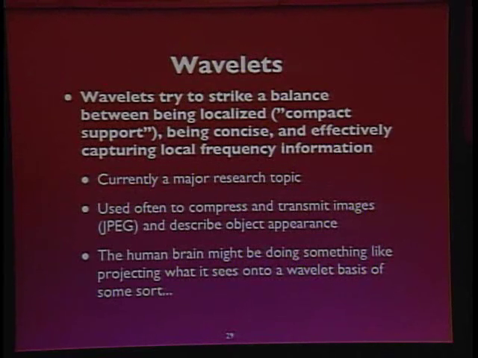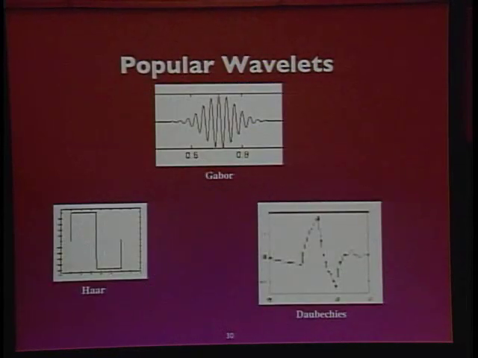And just for those of you who might be interested in neuroscience, it appears that one of the things that the human brain might be doing when it goes from viewing a huge amount of imaging data to representing it in a compact way, we might be doing something like a wavelet transform in some sense. So here are some examples, but as I've said, the jury is still out as to which one of these should be used.